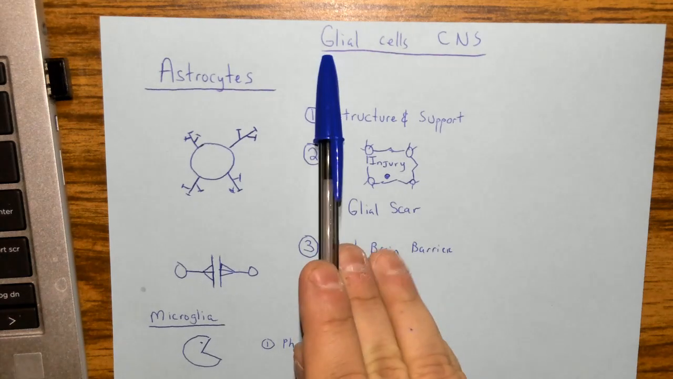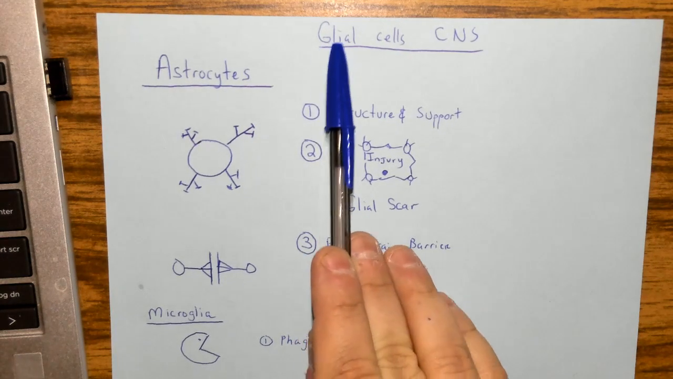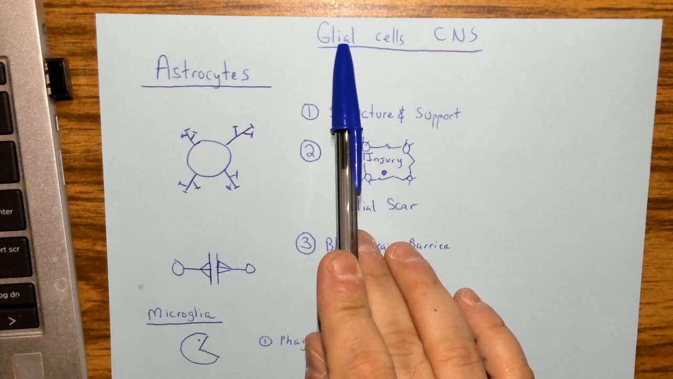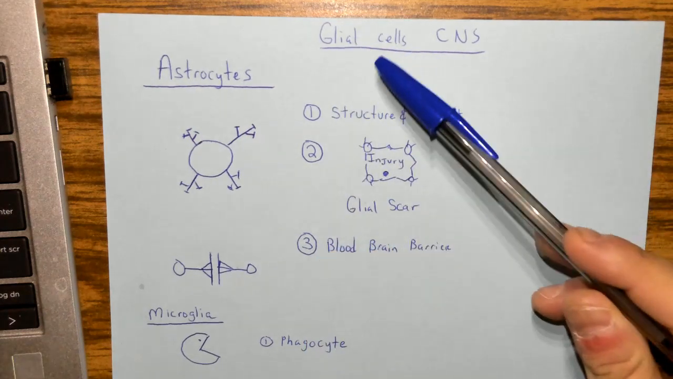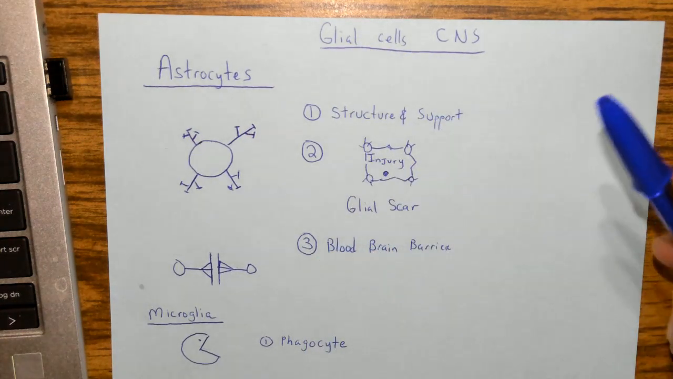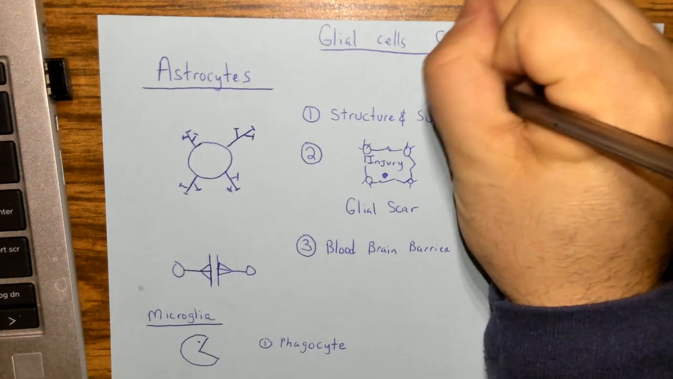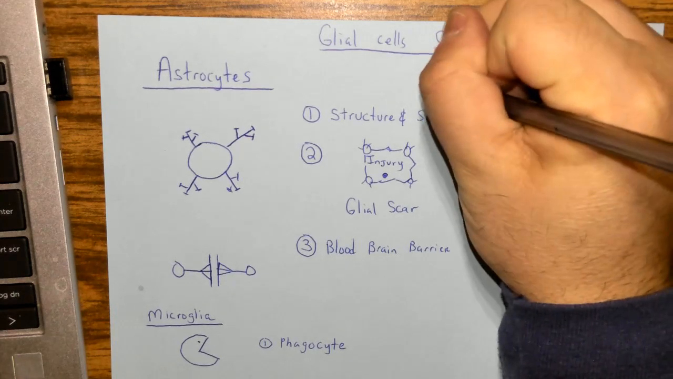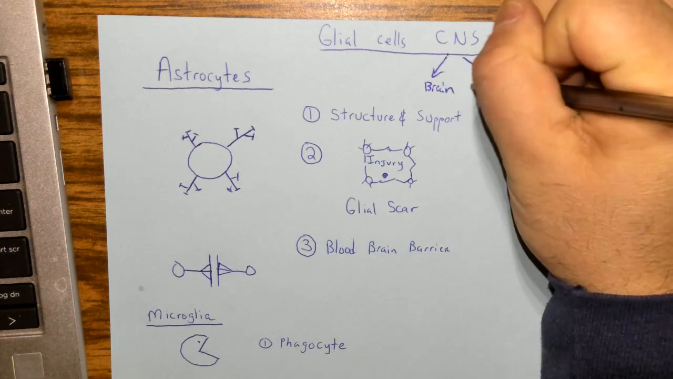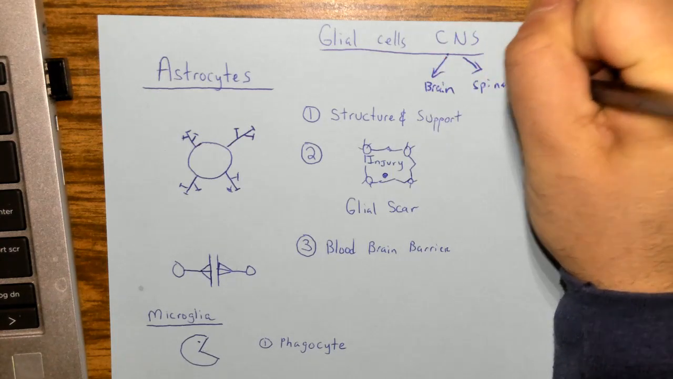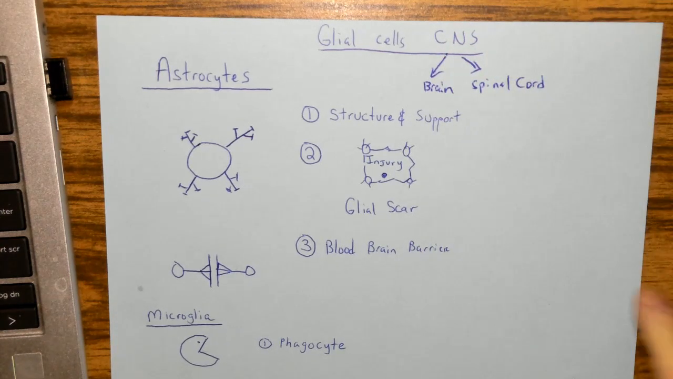Glial cells, glue in Greek. Go Greece. Alright, so these are the glue that helps the neurons. These are glial cells of the CNS. When you talk about the CNS, we haven't talked about it yet, you talk about the brain and the spinal cord. Okay, brain and spinal cord.